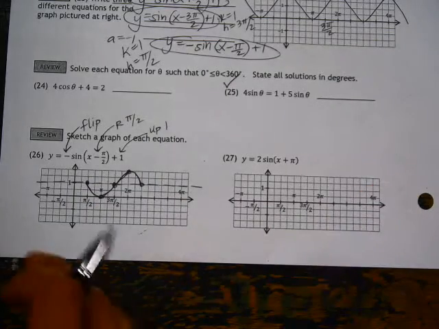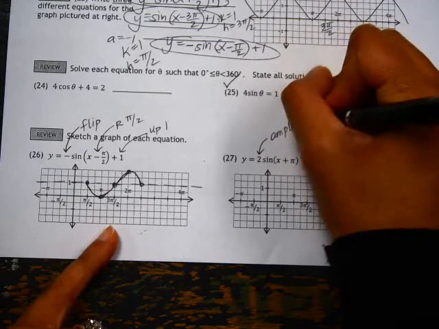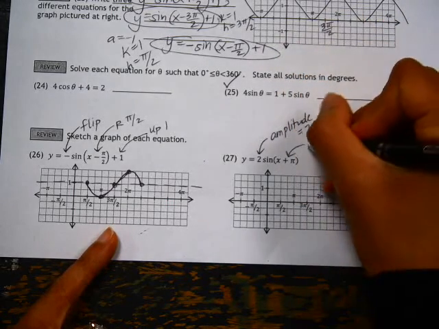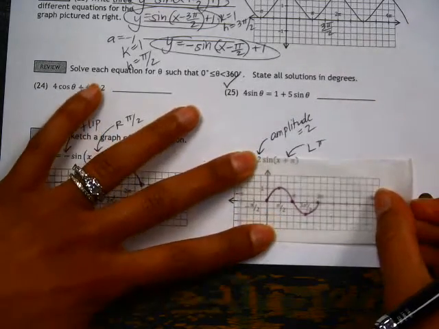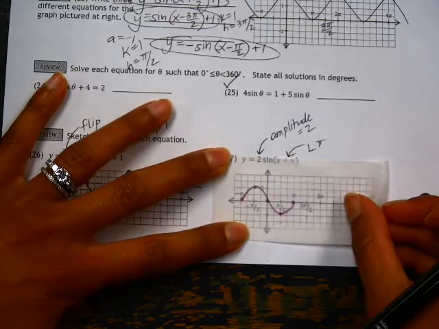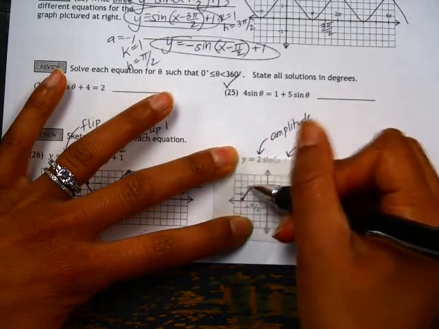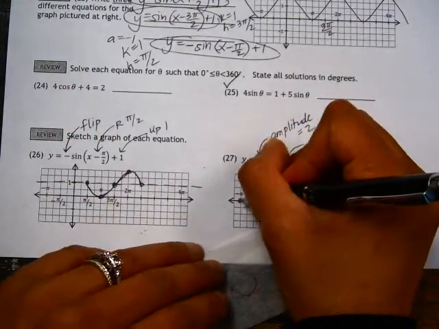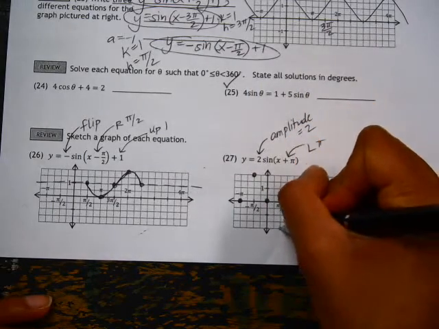Alright, then number 27, the 2 is going to make the amplitude twice as big. So the amplitude is 2. The plus pi is going to move it left by pi. So in this case, if I go left by pi units, I get there, but the graph's going to be twice as tall. So instead of reaching a height of 1, it's going to reach a height of 2. So at negative pi, I start the graph. It's going to go up to 2 and down to negative 2.